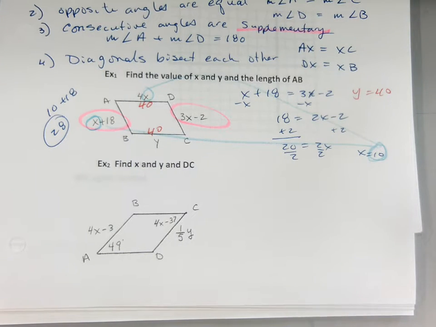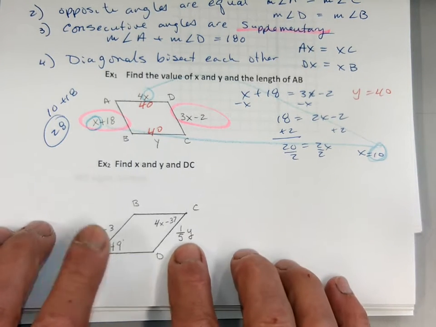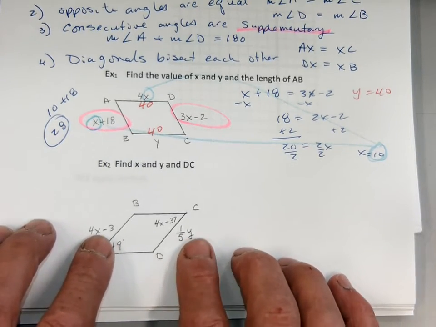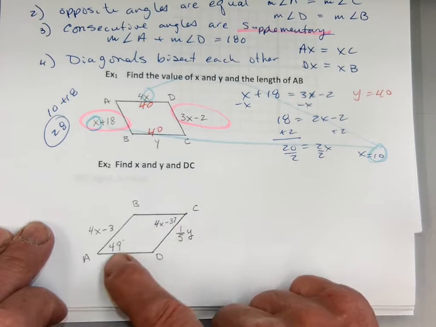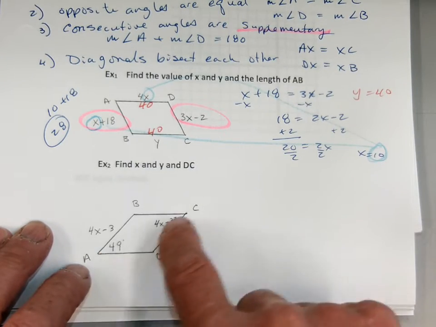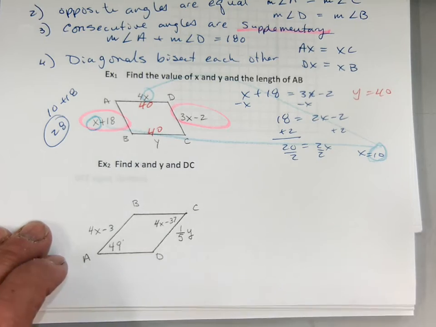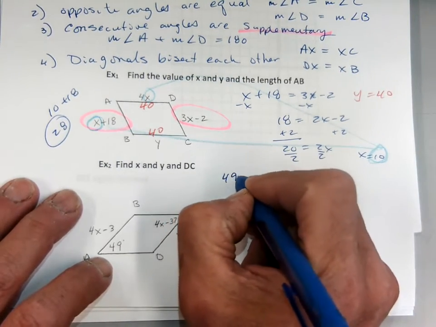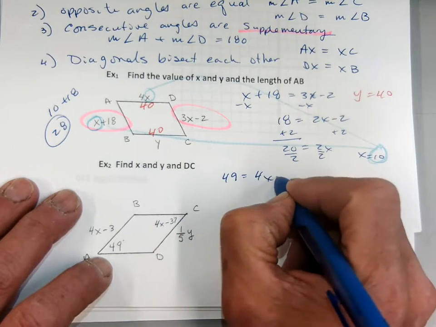Okay, now, it's a parallelogram. Let's see here. See the same problem here. I got x and y. I'm not going to mess with these two. That's an x and that's a y. But I can find out the value of x right here, and that will help me, right? So let's do this. I know opposite angles are equal, right? So I'm going to go straight to saying that 49 is equal to 4x minus 37.